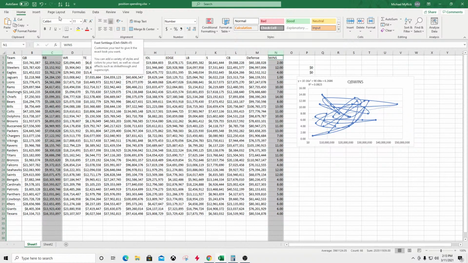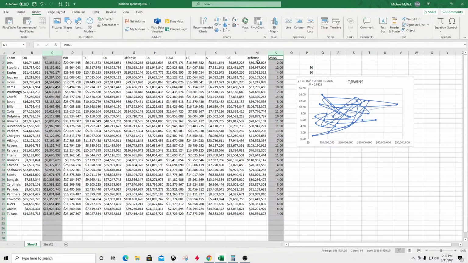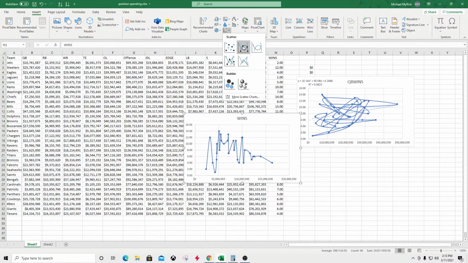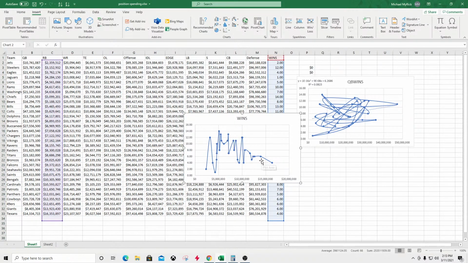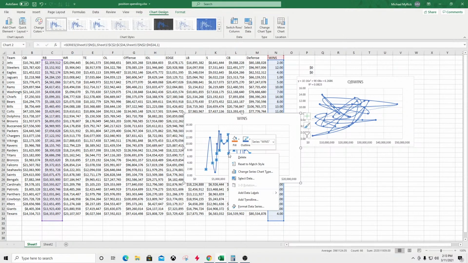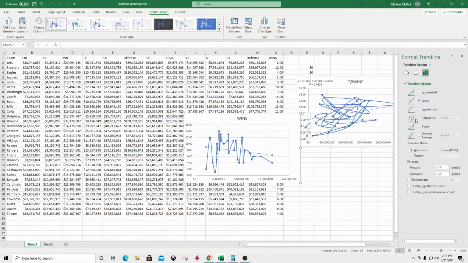All right, what's this do on the running backs? Bam. This is kind of cool because you can definitely see that this is going to be an optimal number. So we'll do a polynomial. Boom, boom.